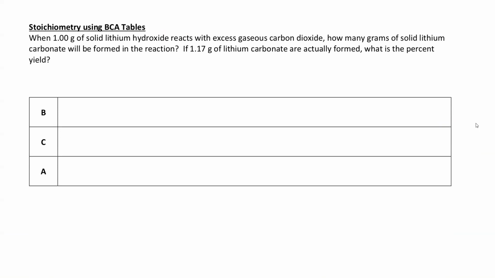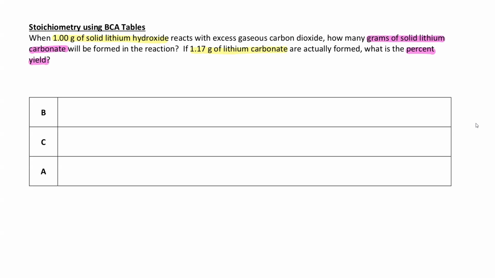Now, I like to color code when I'm looking through a problem. Anything I'm given, I highlight in yellow. Anything I'm solving for, I highlight in pink. So in this case, I've got 1 gram of lithium hydroxide, and we're looking for grams of solid lithium carbonate. I'm also told that 1.17 grams of that lithium carbonate are actually formed, and we want to know percent yield. So we're going to add a little bit in here.